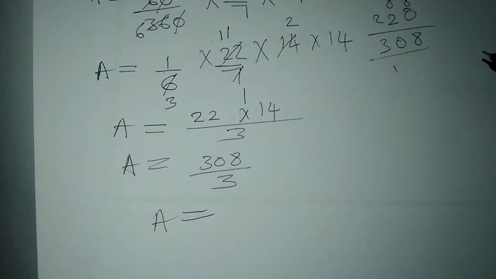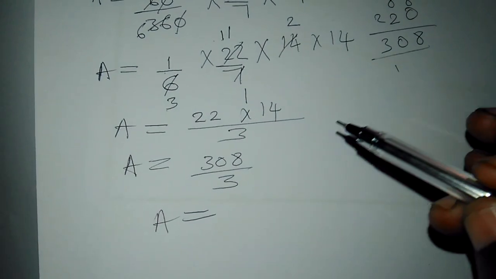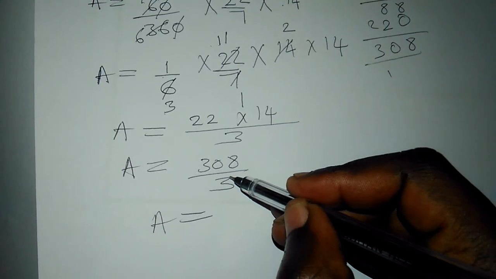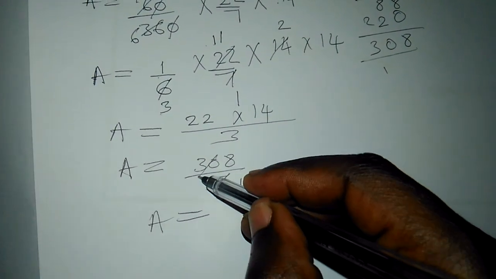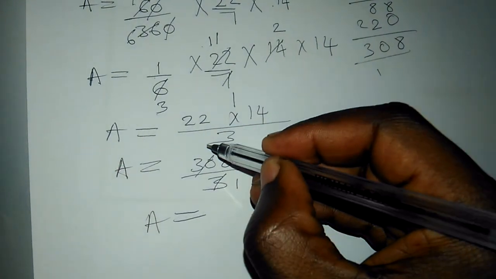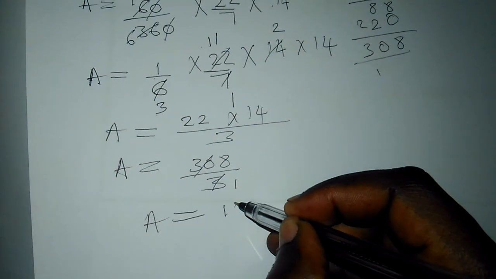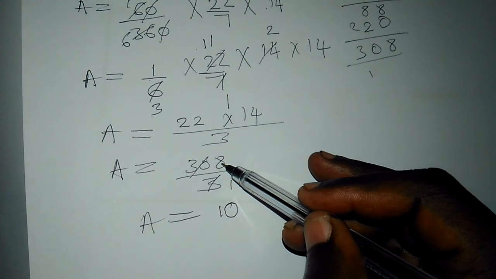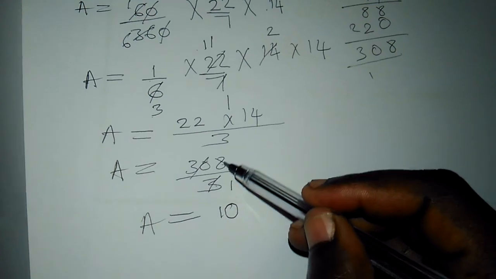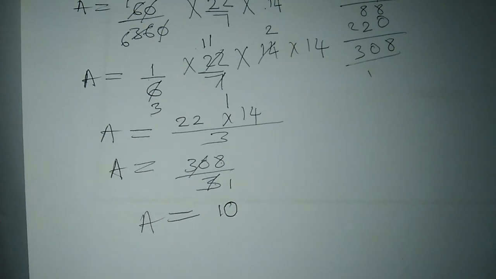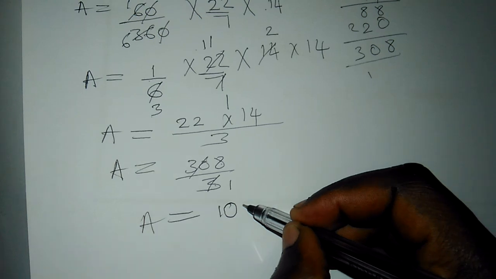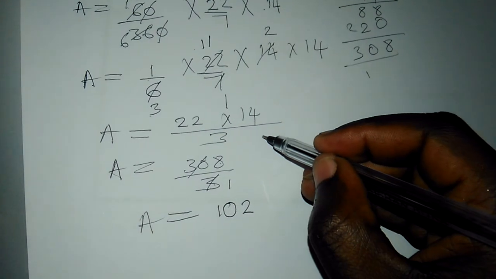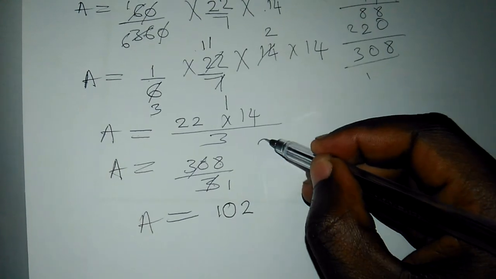Now when we reach here, we have to divide 3 into 308. The best way to do that, we can say 3 into 3 is 1, then 3 into 30 is 10. Now here we have to divide again 3 into 8. How many times can 3 go into 8? That is 2 times. Since 3 times 2 is 6, the remainder is 2.